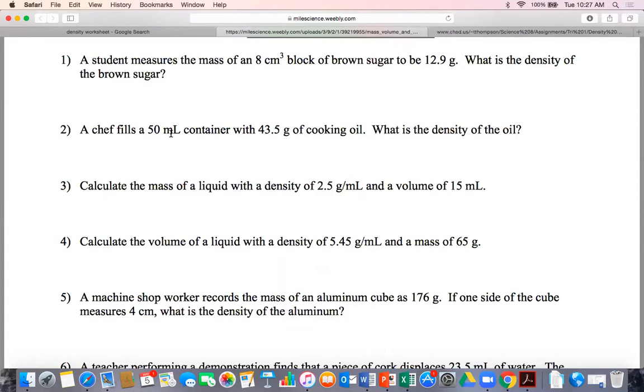Jared, can you not put the mic so close to your mouth? So 1 milliliter is 1 cm cube. So it's a 1-to-1 conversion. So 50 milliliters will be 50 cm cube.